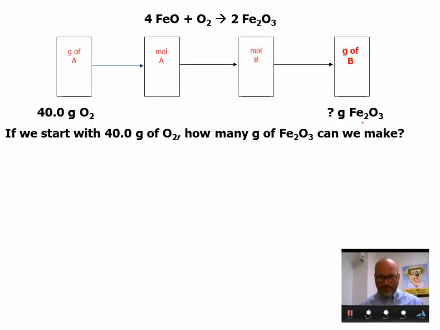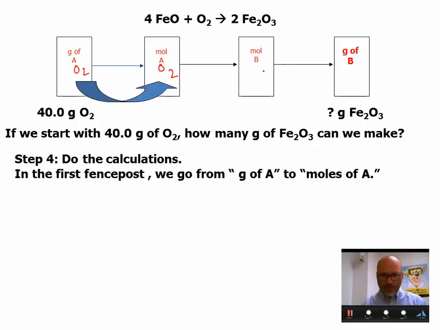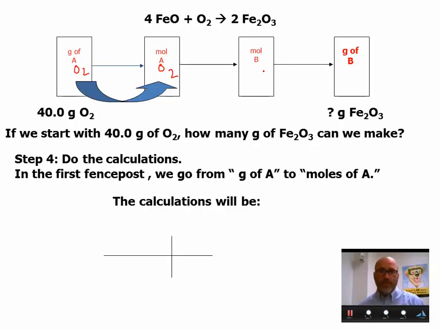All right. So we know that we're starting with 40 grams of oxygen. And the first thing that we need to do is convert that to moles of oxygen. All right. So we can think of this, it says grams of A, but A is really oxygen, so we need to go to moles of oxygen in our first. So we make our first fence post, right? And this is just a grams to moles problem that we've done before. So in the upper left, we put 40 grams of oxygen.